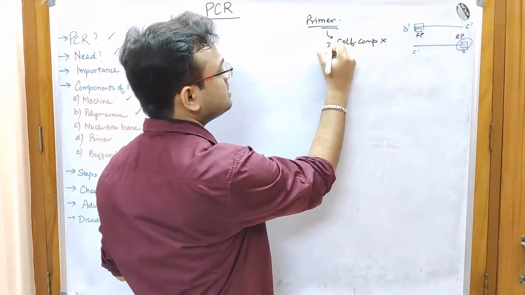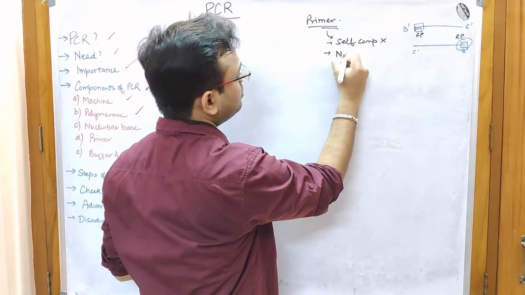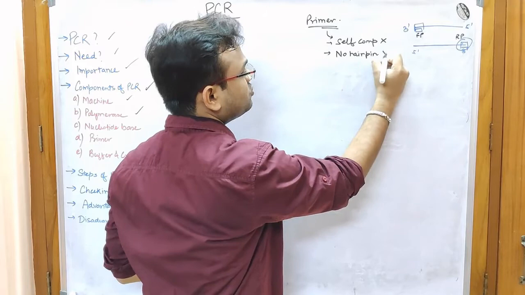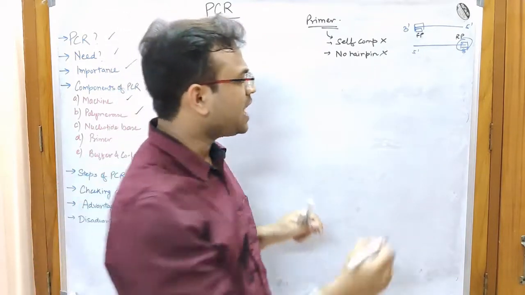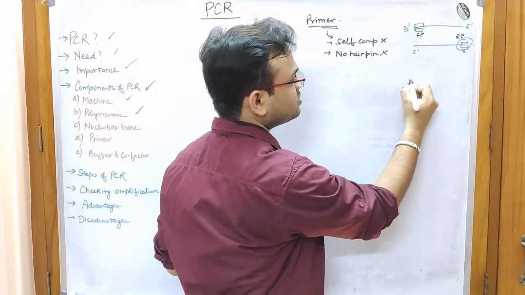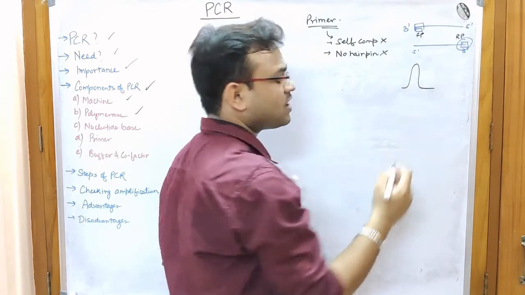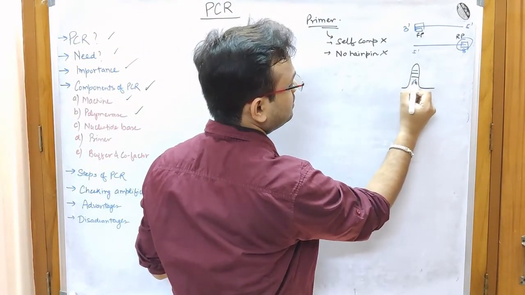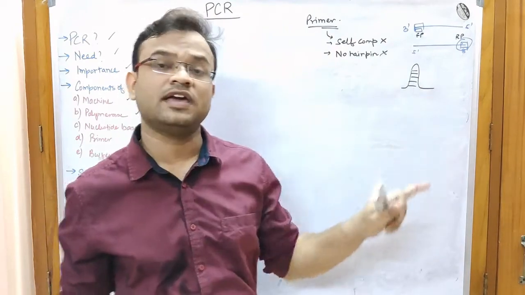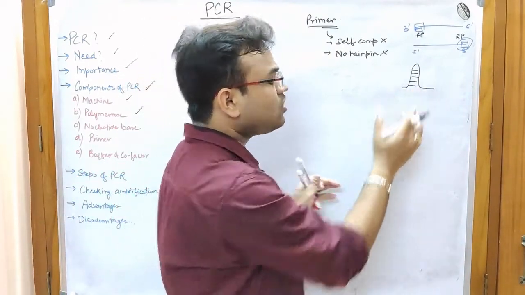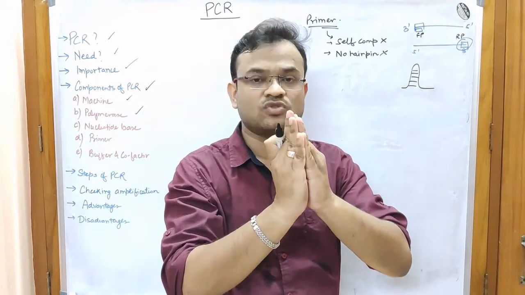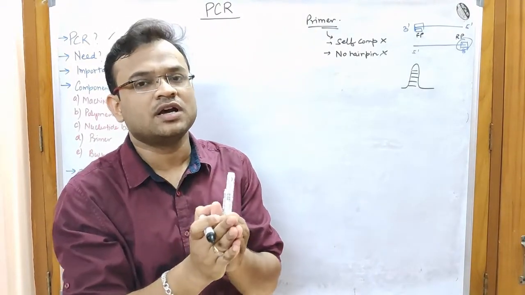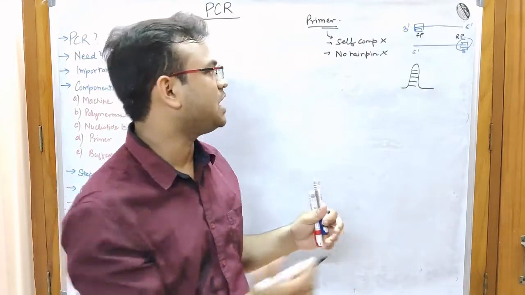Another important thing is, no hairpin structure should be formed. Okay, so the primer should not have a structure in which they try and fold on themselves, just like this. They should not form a hairpin structure, or they should not bind to themselves only. So this should again be an important factor that should be remembered while designing the primers.